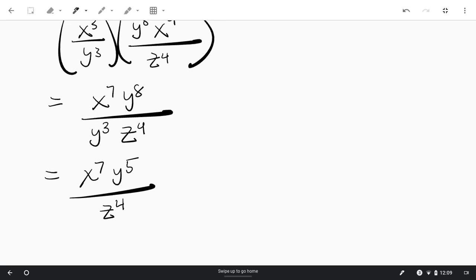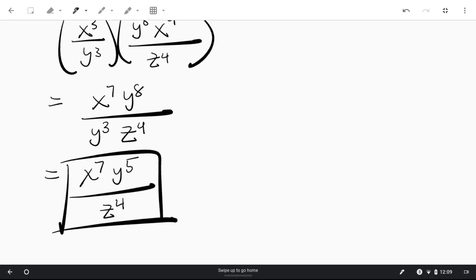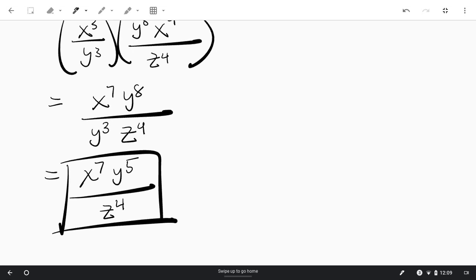Okay. And you know you're simplified if you don't have any negative exponents and you only have one of each base. So if you had an x here on top and then another one somewhere else, you're not done. One of each base and all positive exponents.